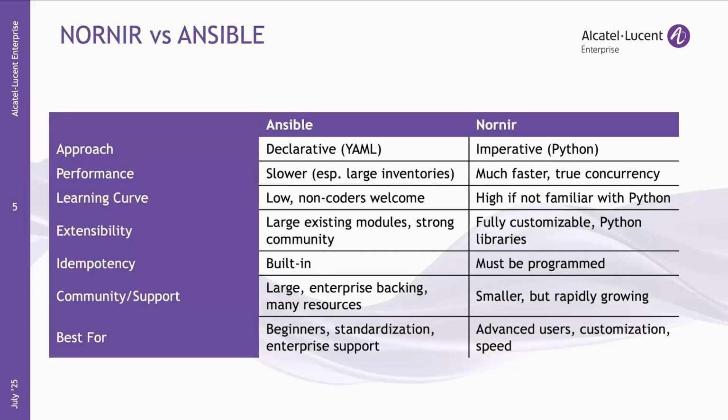Ansible benefits from larger enterprise backing and many resources. Nornir's community is smaller, but it's rapidly growing. In summary, choose Ansible if you want something easy, well-supported, and standardized. But if you need more flexibility, speed, and if you're comfortable with Python, then go with Nornir.